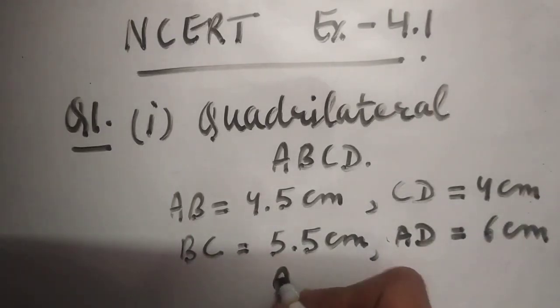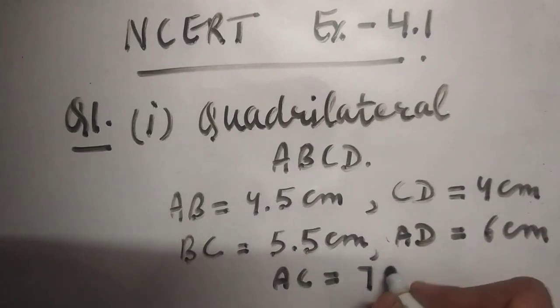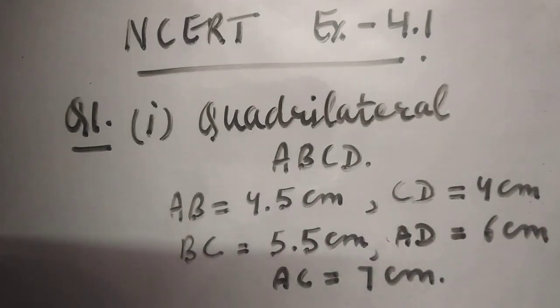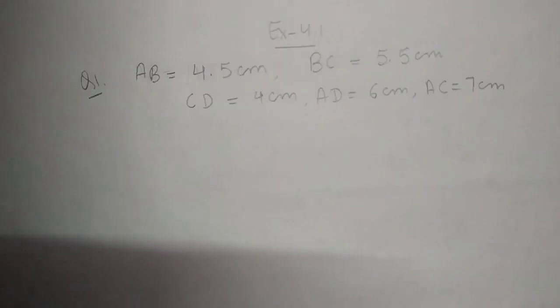And AC is given to us as 7 centimeters. As I told you, dear children, firstly, what you are supposed to do? You are supposed to make the rough sketch of all these dimensions, and after that, place the arcs using the compass, and then you will get a quadrilateral, and after that you are supposed to write the steps of constructions also. Let us see now how to make this quadrilateral ABCD with the given dimensions.